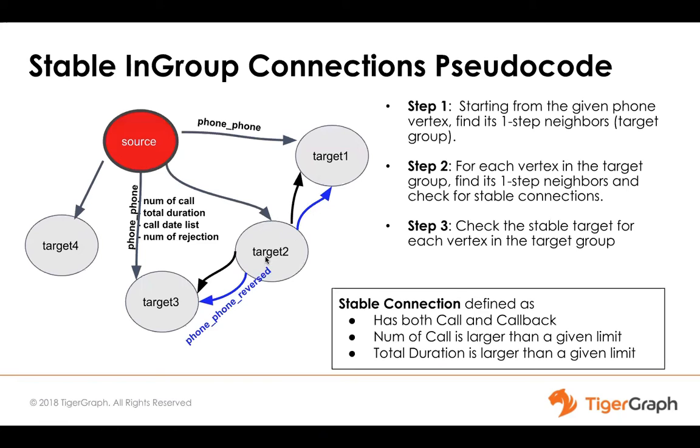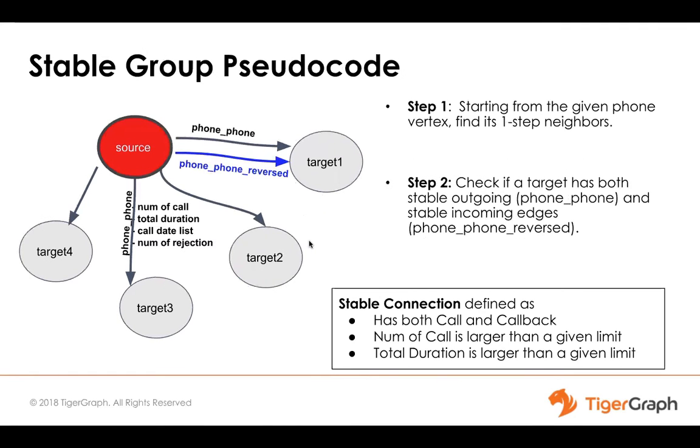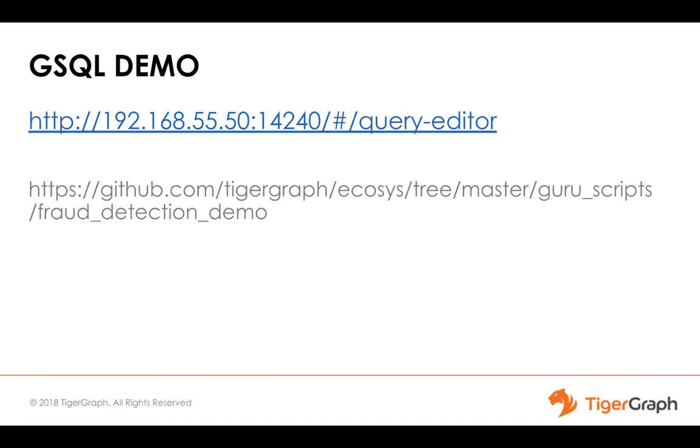In this way, we can figure out whether this target has an in-group connection, and we can count how many stable in-group connections there are for those target groups. So that's the idea of how to collect the stable in-group connections and the stable groups for a given source. So let's take a look at a demo of the G-circle query, and how we implement those two features in just one query with two-step traversals.